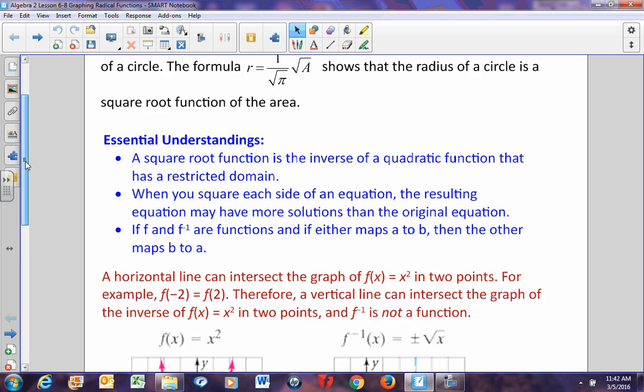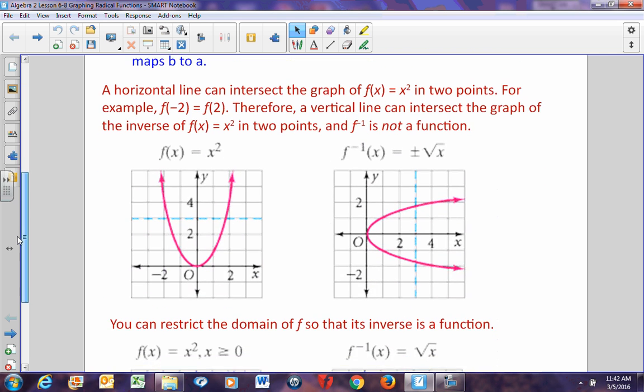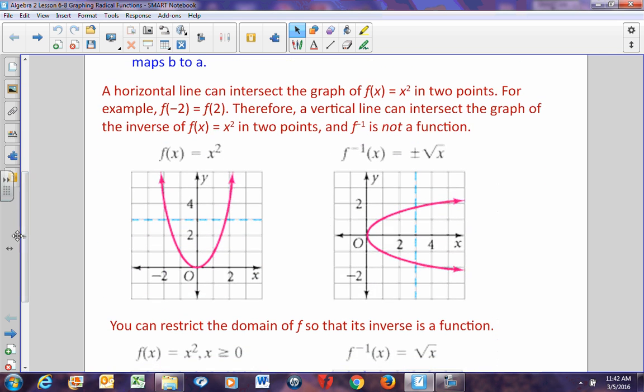Now, a horizontal line can intersect the graph of f of x equals x squared in 2 points. For example, you see this horizontal line right here, this nice little blue dashed line. It can cross the graph here at f of -2 and f of 2.